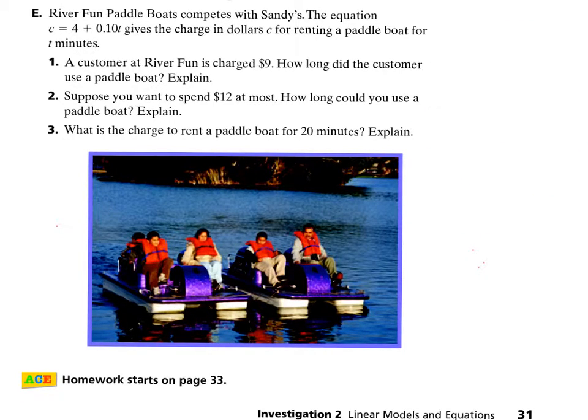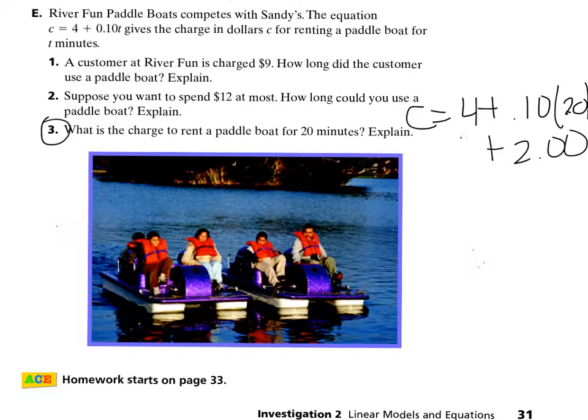And our final question on part E, number 3, is what is the charge to rent a paddle boat for 20 minutes? This time we know the time, so we don't know the cost. So we'd put C for cost equals 4 plus 0.10 times t, which in this case is 20 minutes of time. And so then we get 20 times 0.10, or $2, plus the $4 equals a total cost of $6.